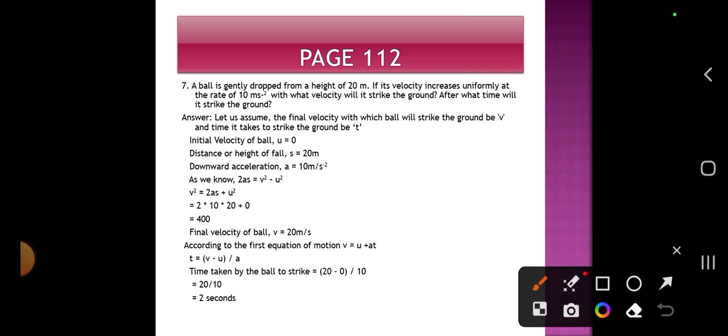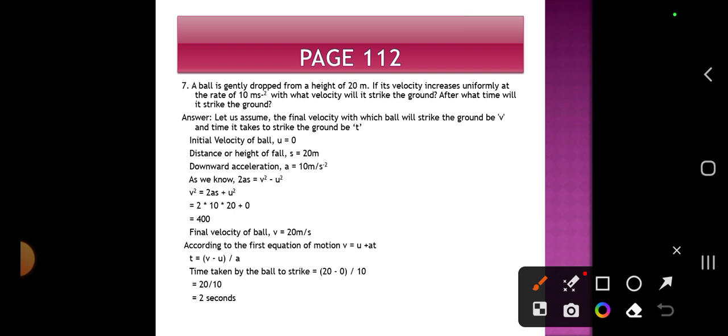Now here a ball is gently dropped from a height of 20 meter. If its velocity increases uniformly at the rate of 10 meter per second square, with what velocity will it strike the ground? After what time will it strike the ground?